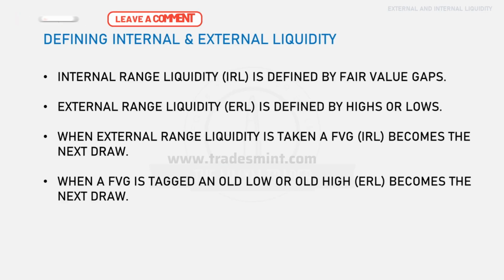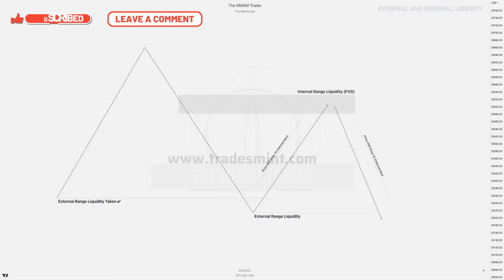value gap is tagged, an old low or an old high, external range liquidity becomes the next draw. Now we have a crude schematic over here on how to see where internal and where external range liquidity is.